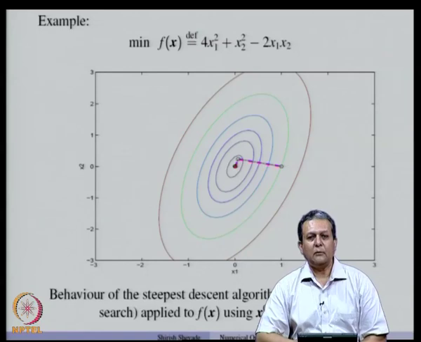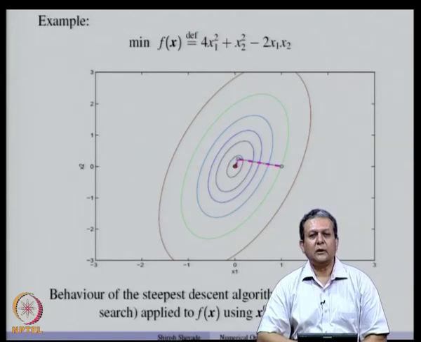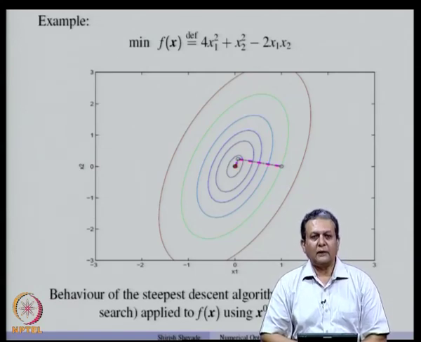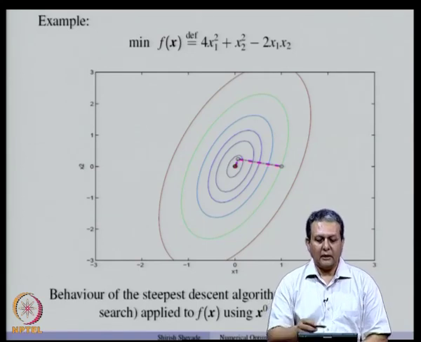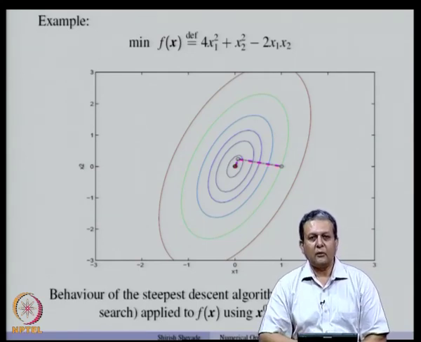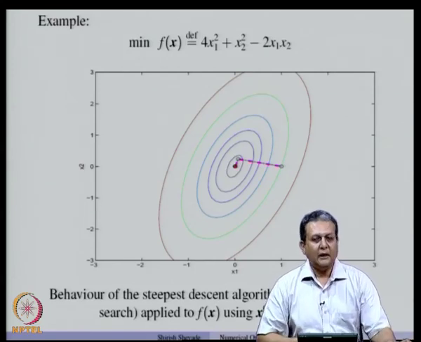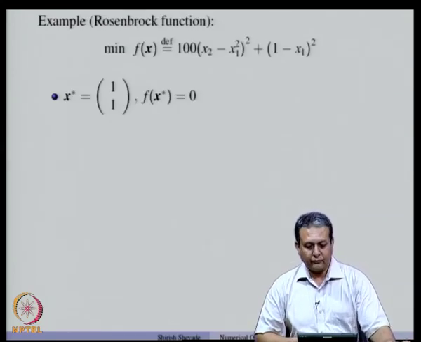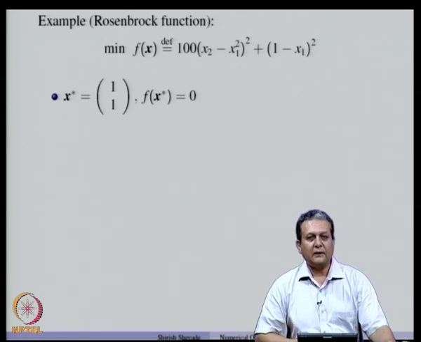So, what is so special about these elliptical contours which make the steepest descent method with exact line search behave in this particular way? That is, what is the reason behind these zigzagging directions that we get from steepest descent method applied to the quadratic functions which have elliptical contours. So, we will study that now. Now, before that, let us take another example.